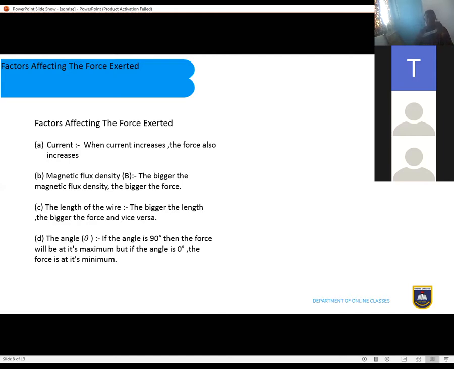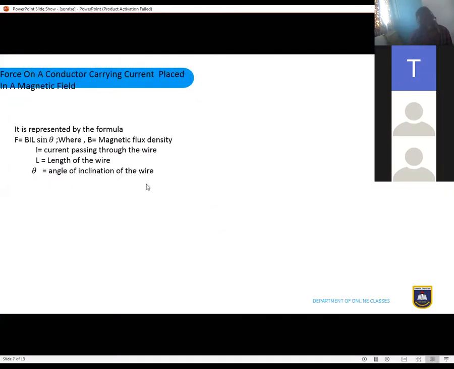Let's just forget about that one. And we said force is what? If you look at the previous formula, Nicholas, look on your screen. We said the force is represented by BIL sine theta. The force is represented by BIL sine theta.